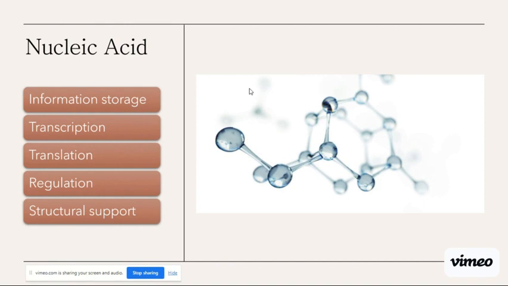This allows gene expression. As for translation, messenger RNA carries genetic information from DNA and is read by ribosomes and synthesized into proteins. As for regulation, DNA transcription is regulated by proteins that bind to specific DNA sequences. This controls gene expression. Lastly, we have structural support, where DNA provides the structural support for chromosomes, as RNA maintains the structural integrity of ribosomes.